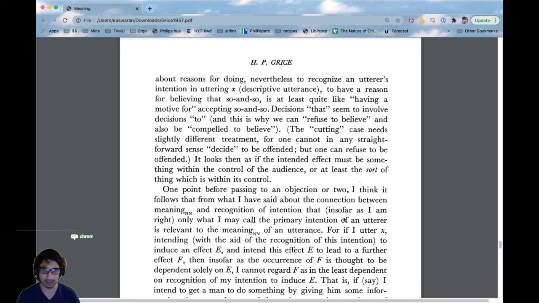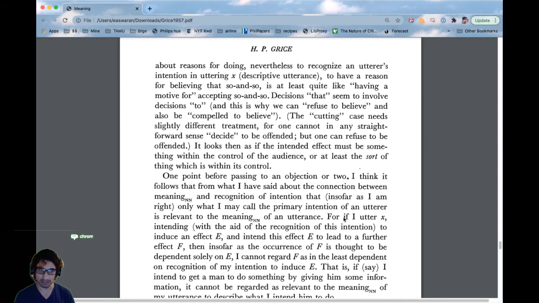The cutting case needs slightly different treatment, for one cannot in any straightforward sense decide to be offended, but one can refuse to be offended. We'll talk about this later in the semester when we look at words that are used specifically to offend people. That's an important class of meanings that certain words have. They intend to offend people. And there's a question, can someone decide not to be offended? Is the recognition of the intention to offend part of recognizing the meaning?